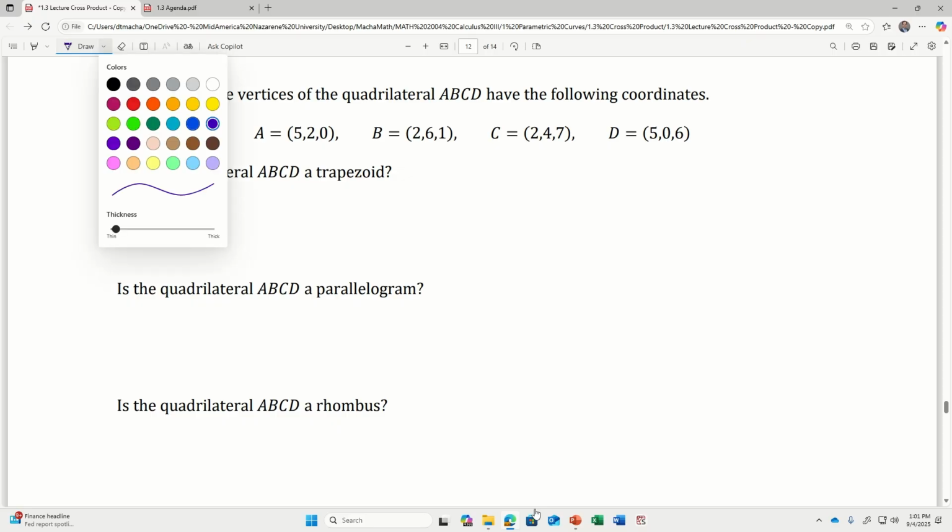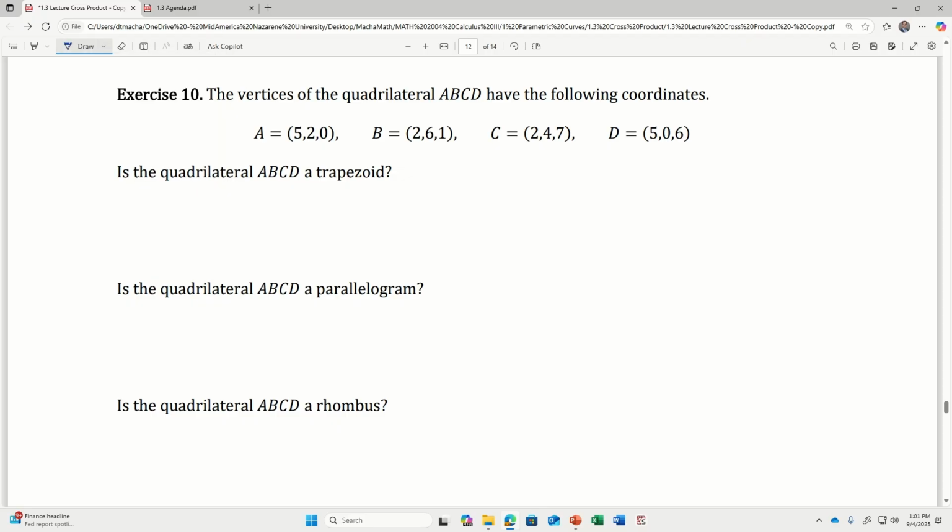Exercise 10 on your homework says something like this. It says the vertices of a quadrilateral have the following coordinates. So it's giving me 4 coordinates in space, and it's saying, hey, if you connect all these up, we hope that these points lie in the same plane, right? If the 4 points don't lay in the same plane together, which is possible, then it would not be a quadrilateral. Quadrilaterals are flat shapes with 4 vertices.